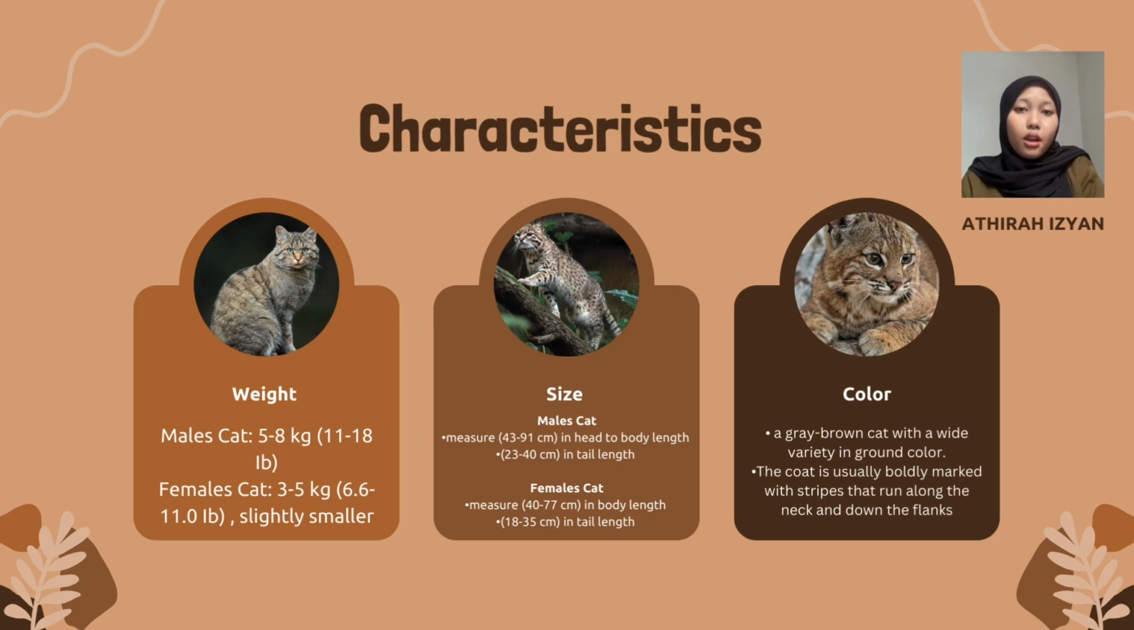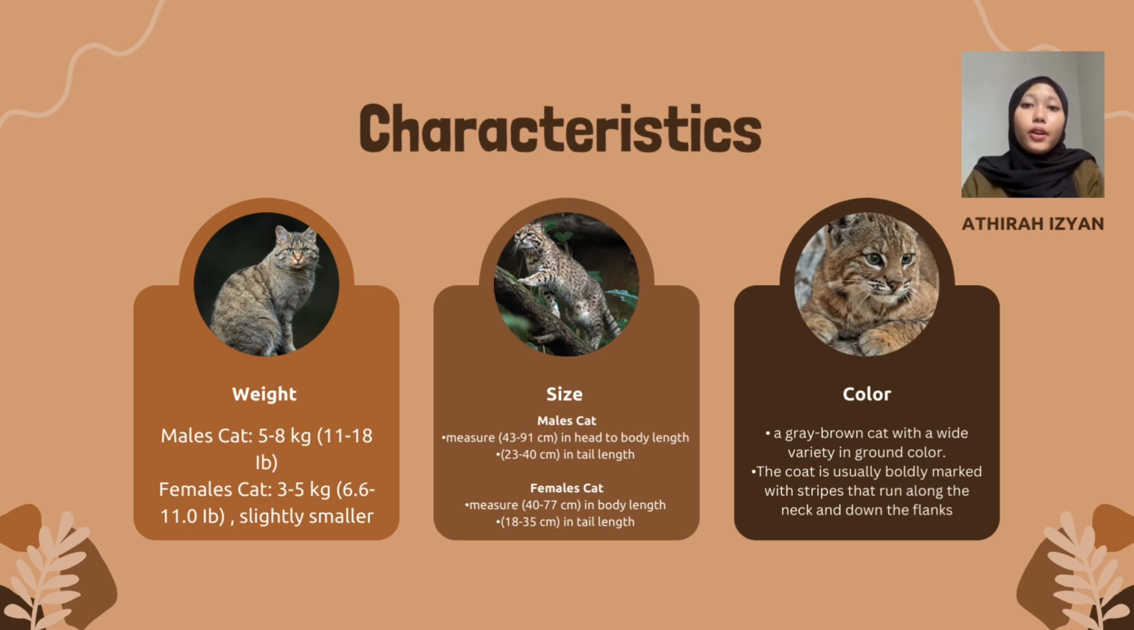Next, for the size, the male cat is 43 to 91 cm in head-to-body length and 23 to 40 cm in tail length. For female cats, their size is slightly smaller. Their body length is 40 to 77 cm and their tail length is from 18 to 35 cm.